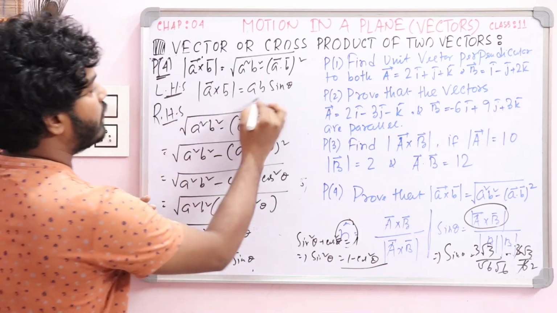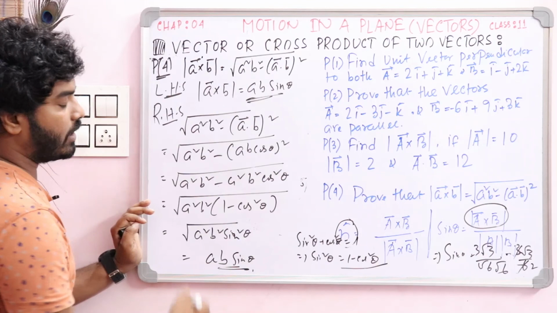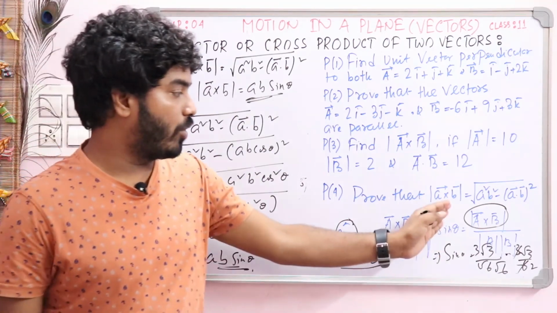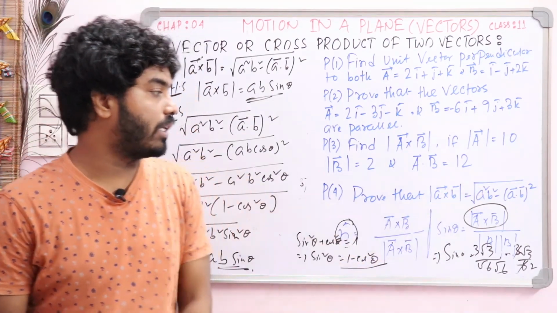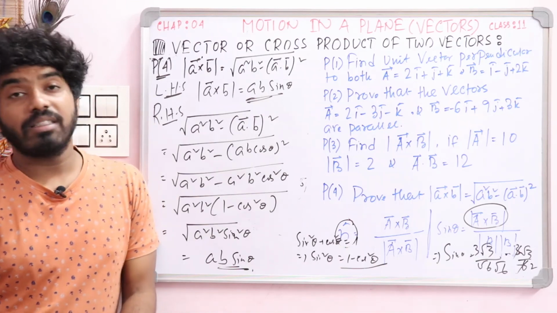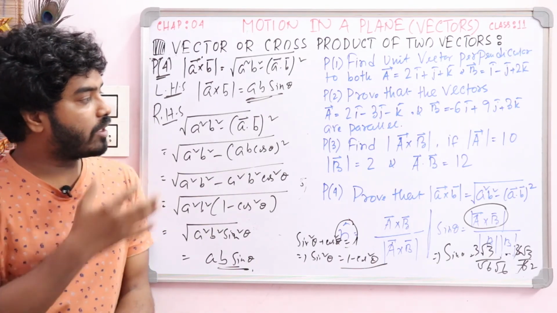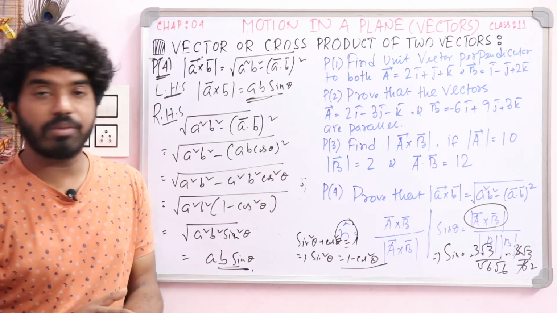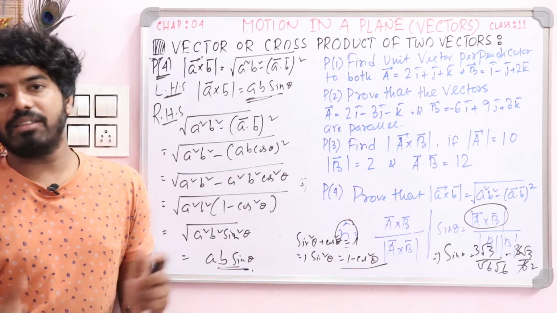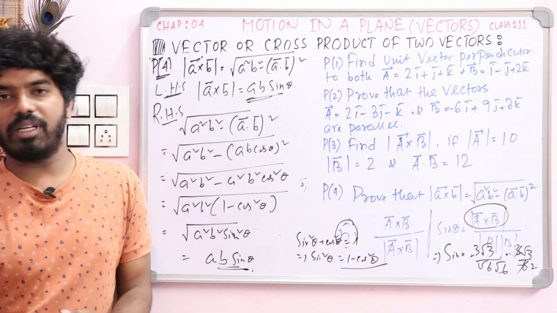You just see, left hand side AB sine theta, right hand side AB sine theta. So we can say that the magnitude of A cross B is equal to root under A square B square minus A dot B the whole square. Okay, so these are the problems. These types of problems are important, students. I think in this video, these types of problems are clear to all of you.